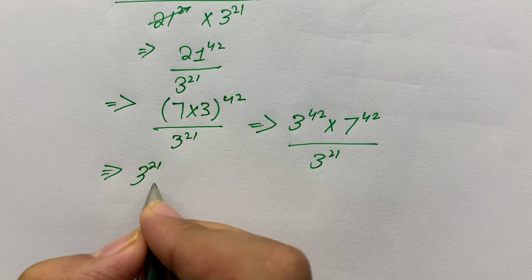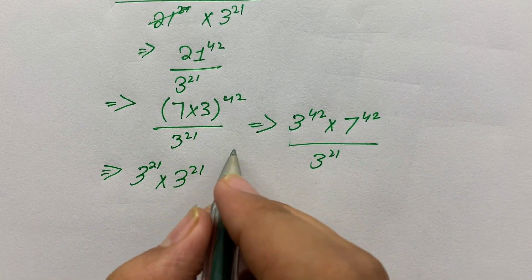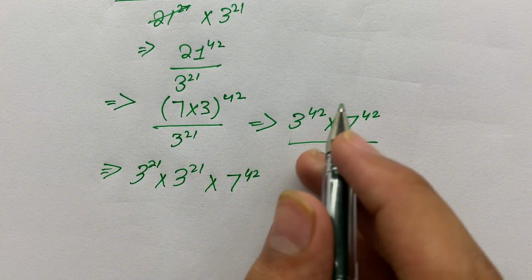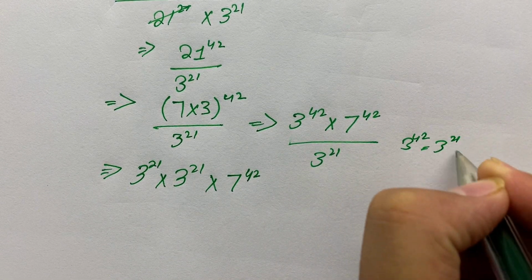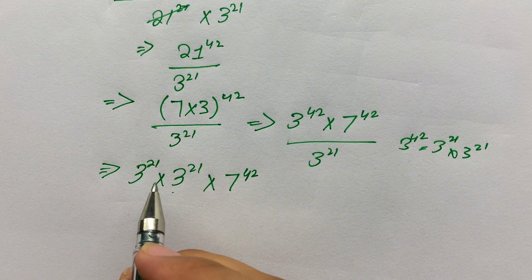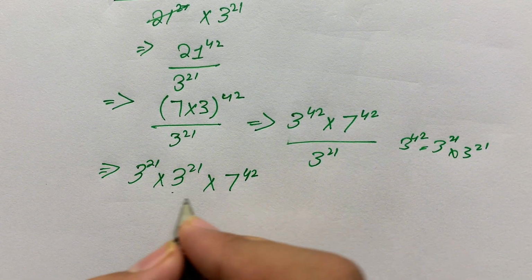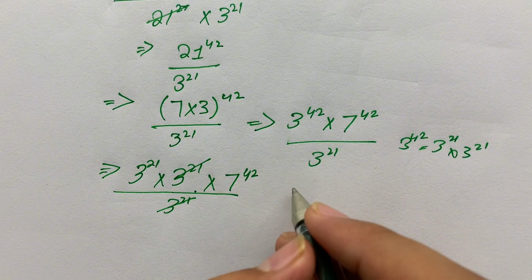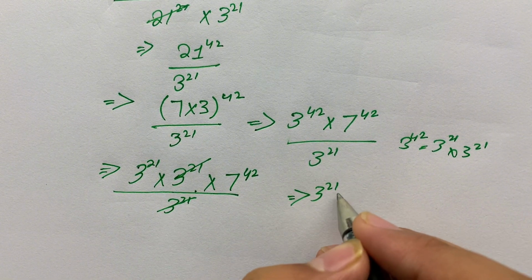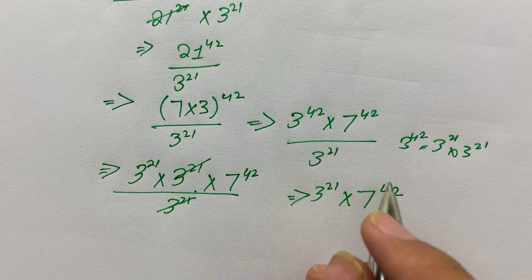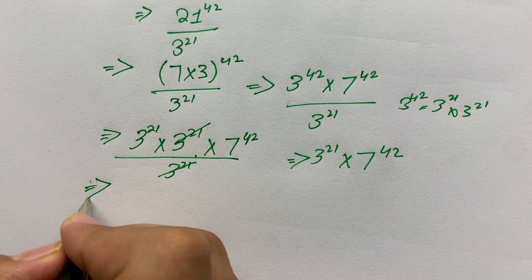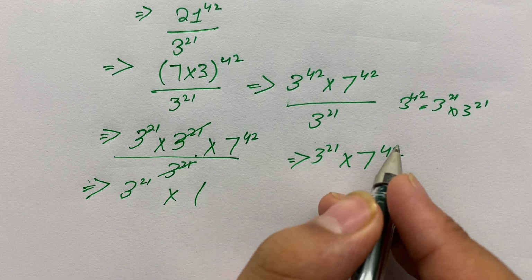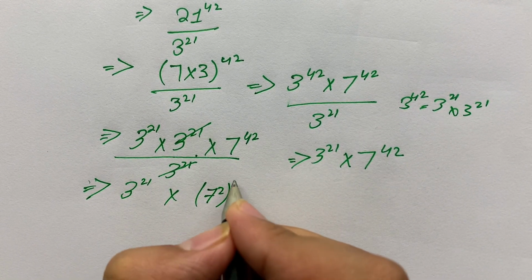3^42 is equal to 3^21 times 3^21, so we write 3^21 times 3^21 times 7^42. We put this in, and now this is divided by 3^21. This cancels with this, and it remains 3^21 times 7^42, which is 3^21 times (7^2)^21.